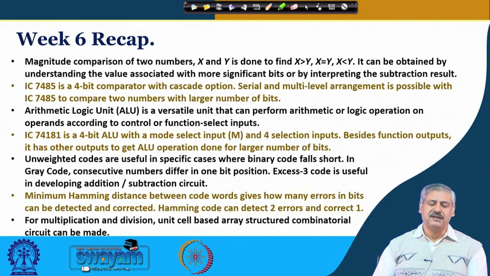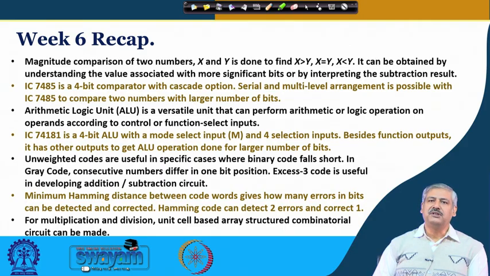Then we discussed unweighted codes. Okay, and then we saw how gray code is advantageous where two consecutive numbers change by only one bit position, and we also discussed XS3 code where we saw that the BCD arithmetic, the way we had conducted before, can be made simpler by XS3.